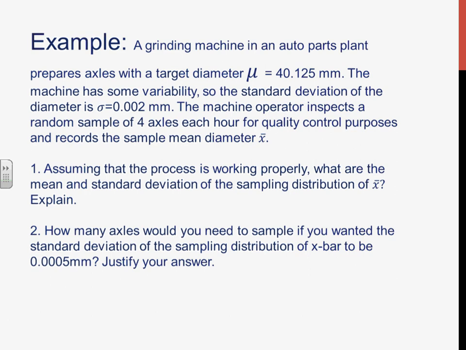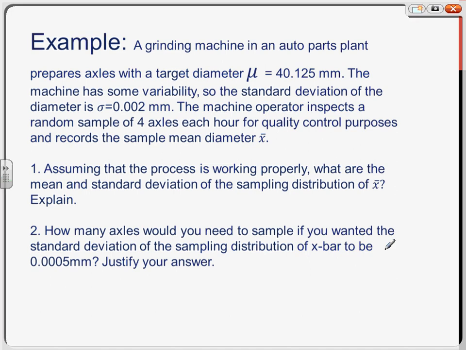Well, my sample mean is just going to be the population mean. And my standard deviation is going to be, what was it, 0.002 divided by the square root of however many we're taking, which is 4, and that's equal to 0.001.